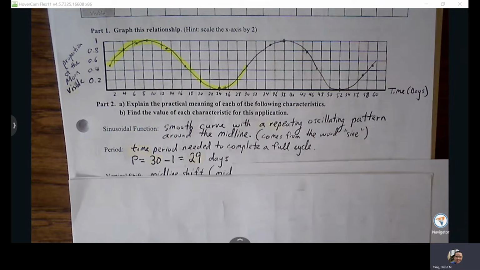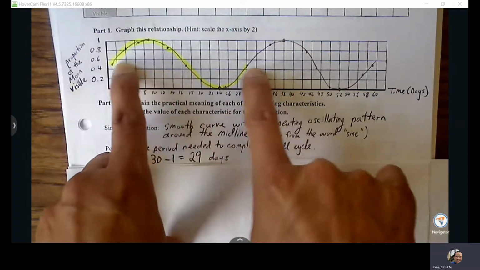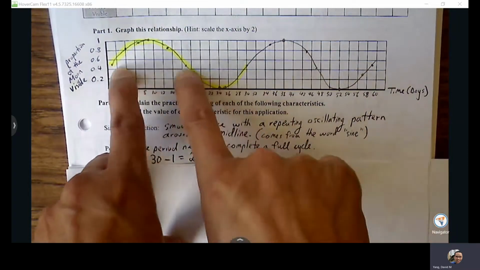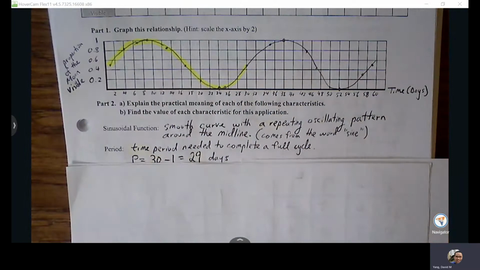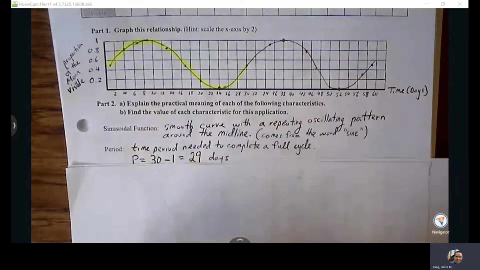Okay. Next up, do you see a vertical shift? And if you do, where do you think the midline is? 0.5, right? So it looks like the center of the graph is at 0.5. We're treating it like a sine graph, and a sine graph starts at the midline, so it looks like that midline is at 0.5. Okay, good.